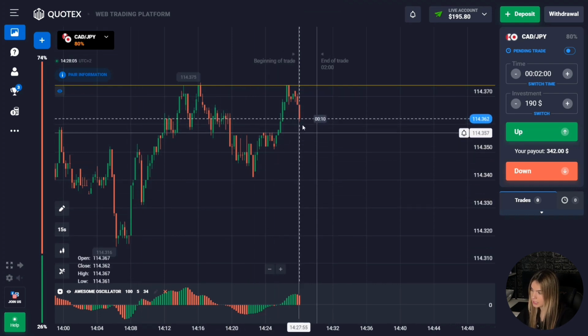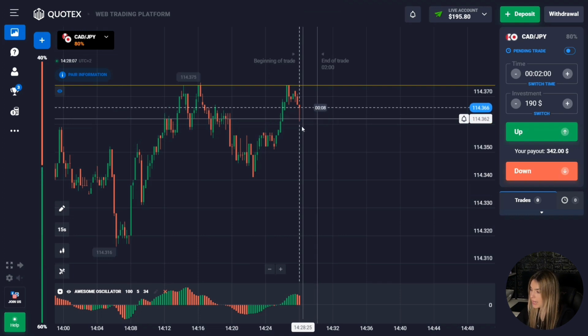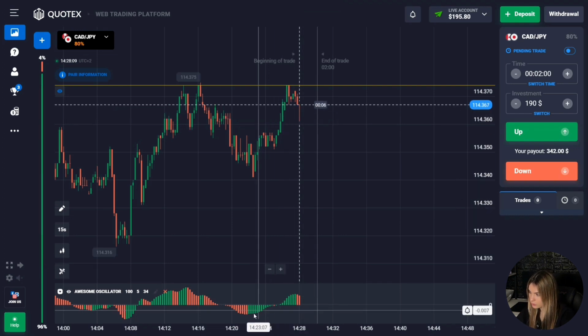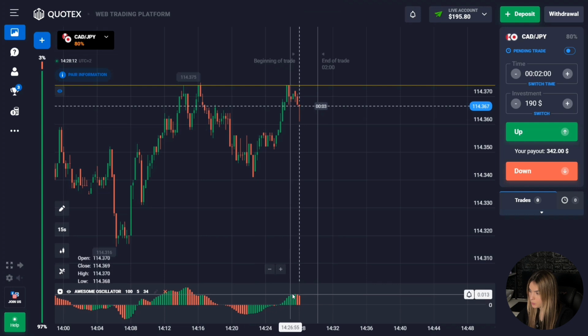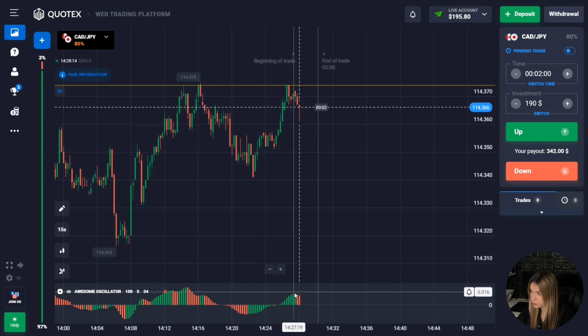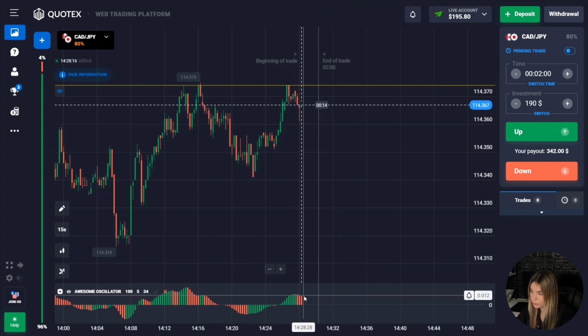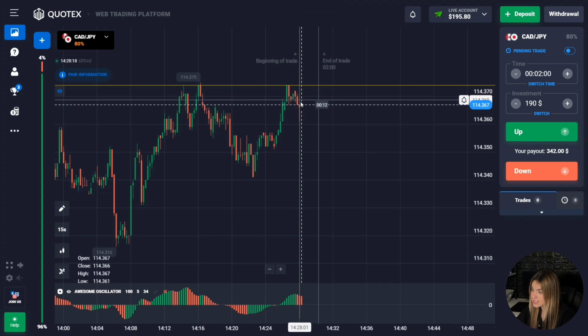At the same time, a green histogram was also formed, and this means that the volumes for the increase are growing. At the same time, we see that the red histogram is currently being formed. The price reacts to this pullback from the level down, but in this situation, I still suggest opening a deal for 2 minutes up, guys.